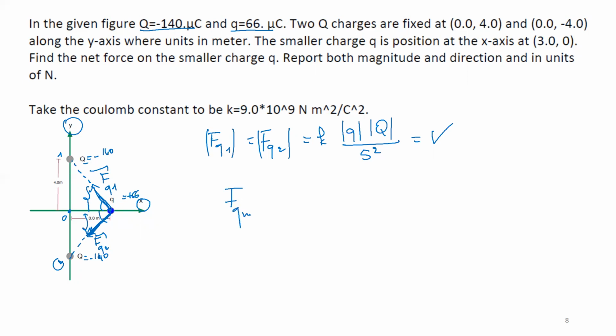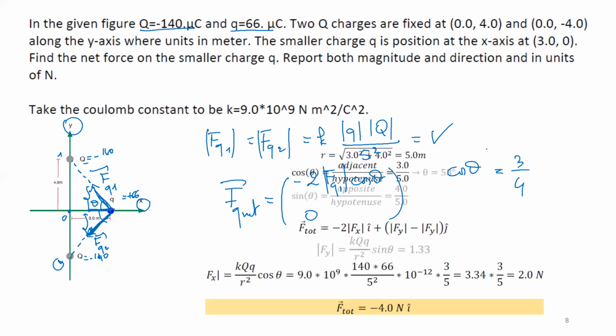Net force will be 0 along y, and along x, it will be basically minus 2 times F of q1 in absolute value multiplied by cosine theta. Let's say I call this angle theta, we know that cosine theta is just 3 divided by 5. Okay, so we already solved this problem. That's what we did here. So it will be minus 4 Newton in the negative x direction.